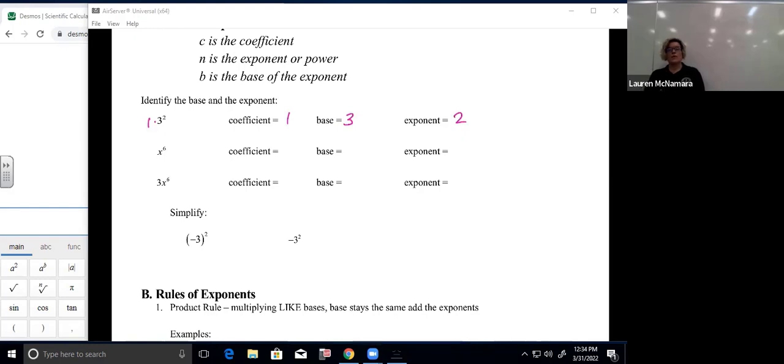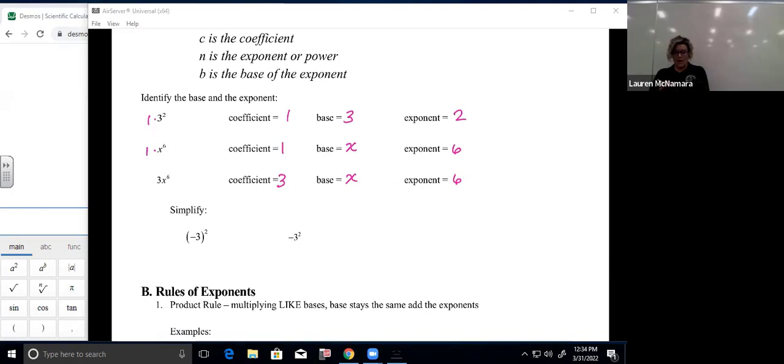So same thing for the next one. I see that I have x to the 6th. Well, I know that x is my base, so what's in front that's not written there? A 1. So 1 is the coefficient, my base is x, and my exponent is 6. Looking at the last example here, my coefficient is 3, my base is x, and my exponent is 6.